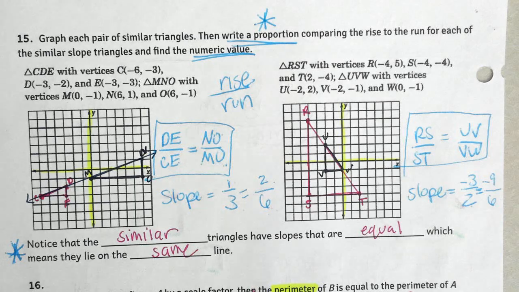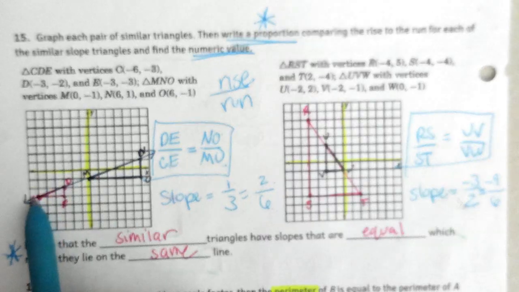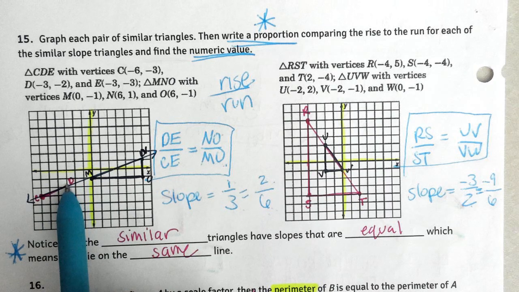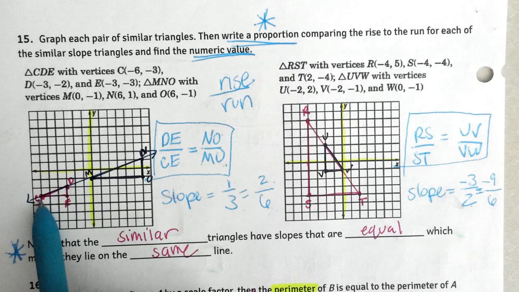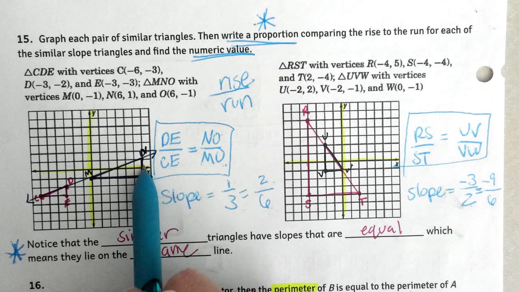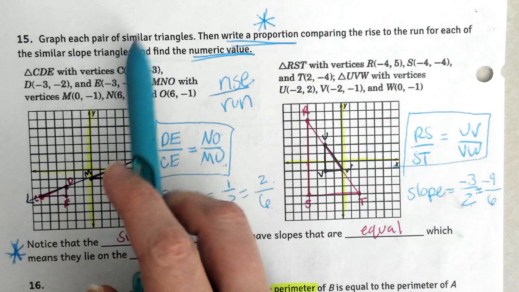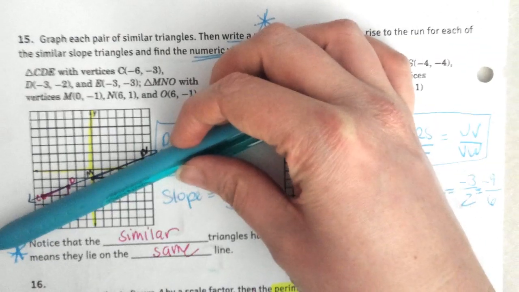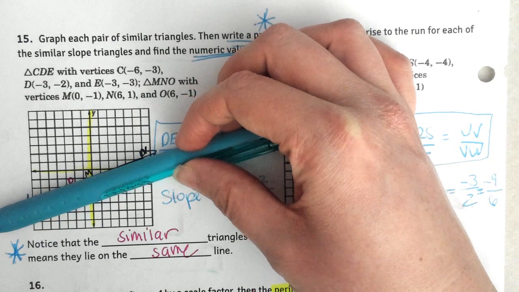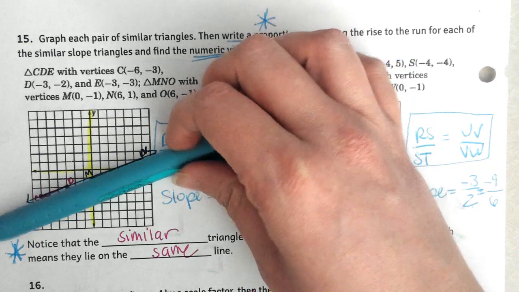So you're supposed to graph each pair of triangles. So the first one, -6, -3, -6, -3, -3, -2, -3, -3. There's my first triangle. Then I did my second triangle, 0, -1, 6, +1, and 6, -1. Now, we learned that if they are similar triangles, they are going to lie on the same line. Okay, the hypotenuse of the triangle is going to be on the same line.